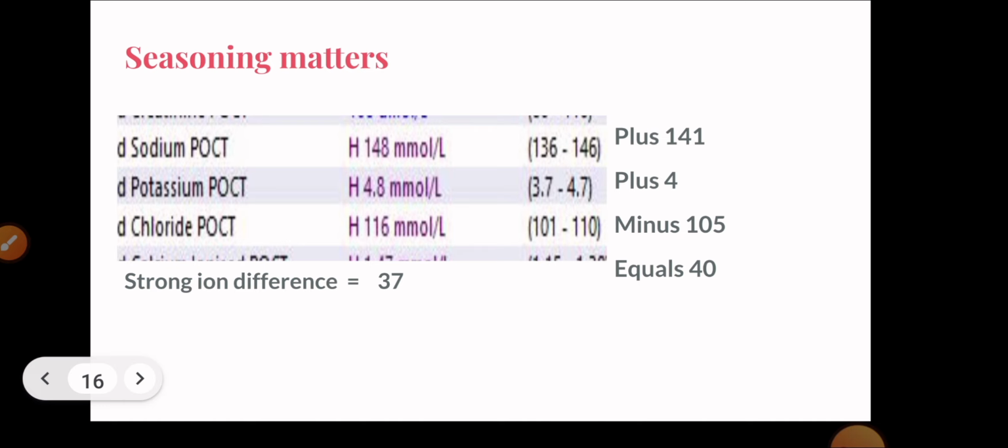So if you just take the averages of 136 to 146, that's 141, and sodium's a positive ion, so that's a plus. The average of the potassium is 4, and the average of the chloride is 105, but that is a negative ion. So 141 plus 4 is 145, minus 105 gives you a usual strong ion difference of plus 40. Now that means you have 40 extra sodiums in water than you do chlorides, and sodium in water forms sodium hydroxide, which is a strong alkali.